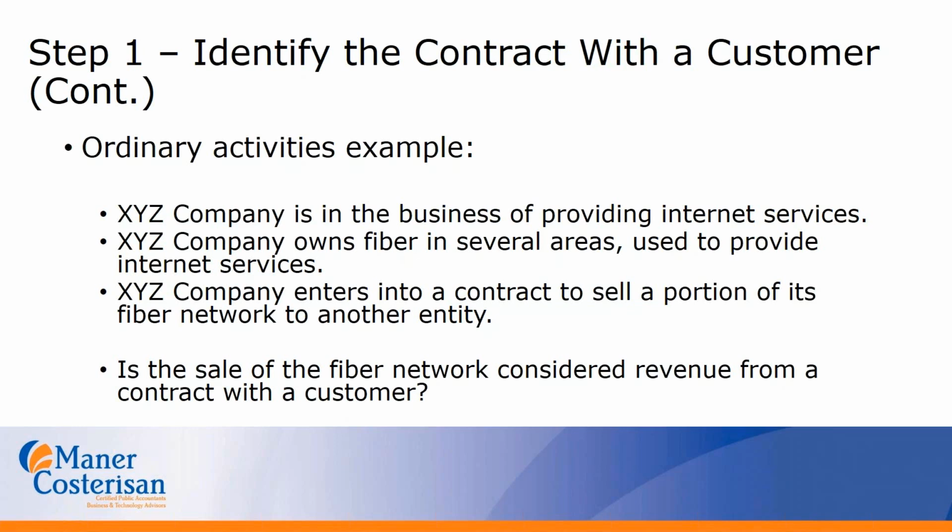Assume XYZ company is in the business of providing internet services. They also own fiber in several areas that is used to provide the internet service. So during the year, XYZ company enters into a contract to sell a portion of their fiber network to another entity. Is the sale of the fiber network considered revenue from a contract with a customer? And the answer is no. XYZ company is not in the business of selling fiber networks. They are in the business of providing internet services. Therefore, the revenue from the sale of the fiber would not be accounted for under the new revenue standard because it is not considered an exchange of goods for ordinary activities.